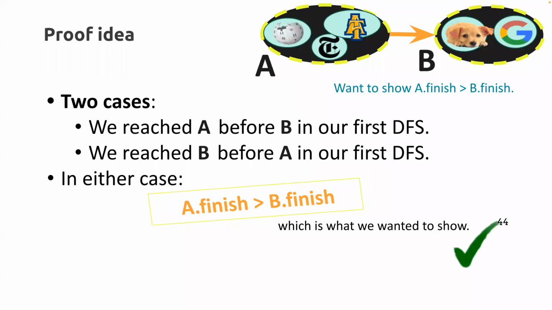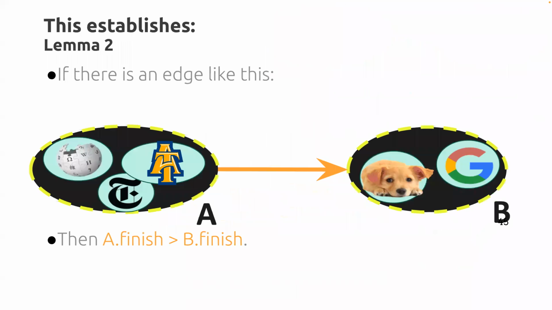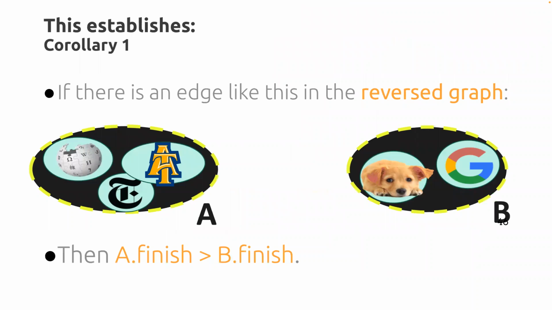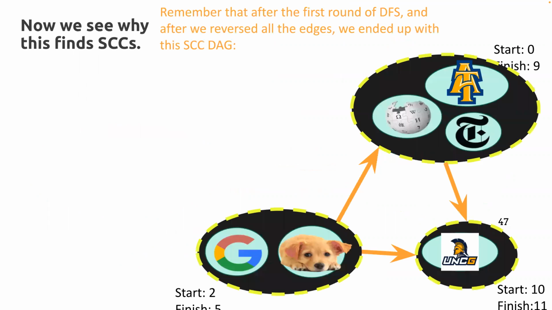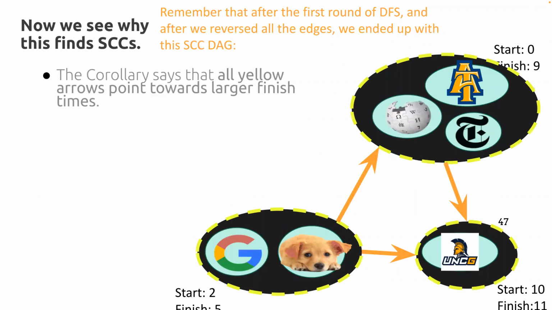Cool. So if there's an edge like this from A to B, then the finish time of A is bigger than the finish time of B, which means in the reversed graph, if there's an edge like this going backwards, then the finish time of A is still bigger than the finish time of B, which means that when I start, all the yellow arrows point towards the larger finish times.